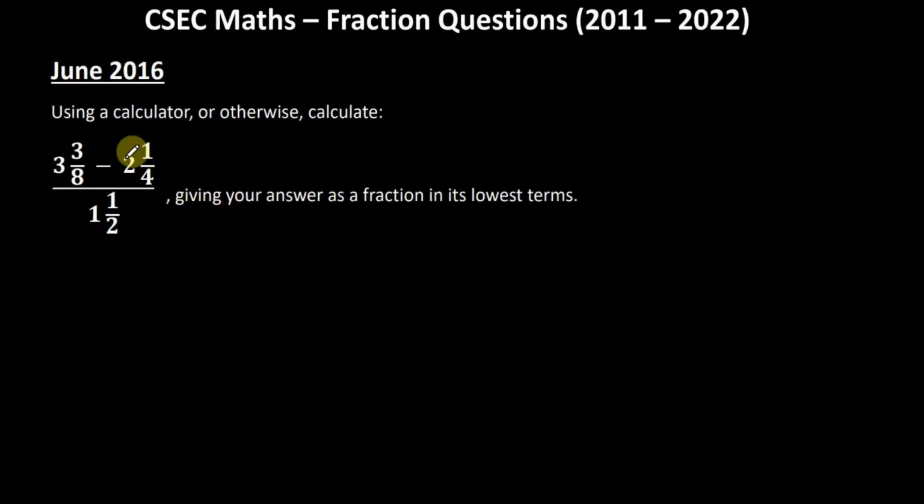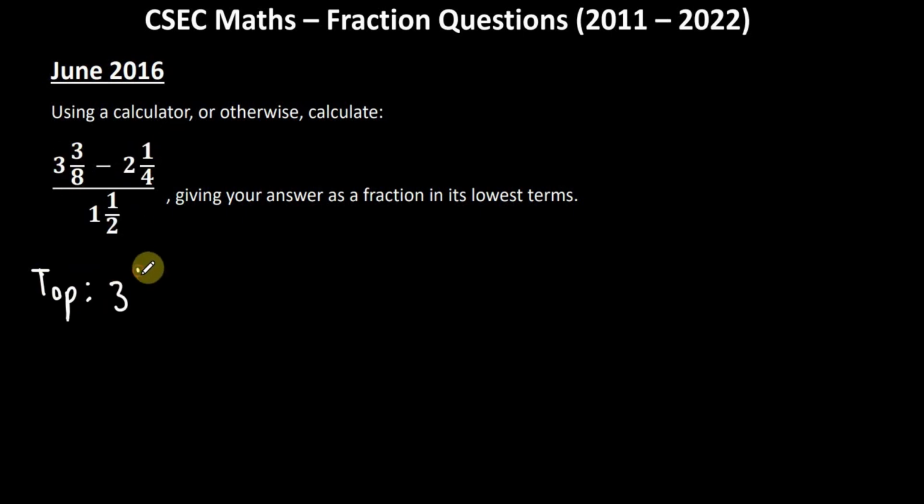Now we're looking at the fraction question that was given on the June 2016 paper. So using a calculator or otherwise, they want us to calculate all of this here. And what I normally tell my students, once you have a fraction-based type of question that has fractional numbers in both the numerator and denominator, it always helps to separate the numerator from the denominator. So I'm going to call the numerator top since it's shorter and easier to spell. So, and I'm going to write out what's in the top.